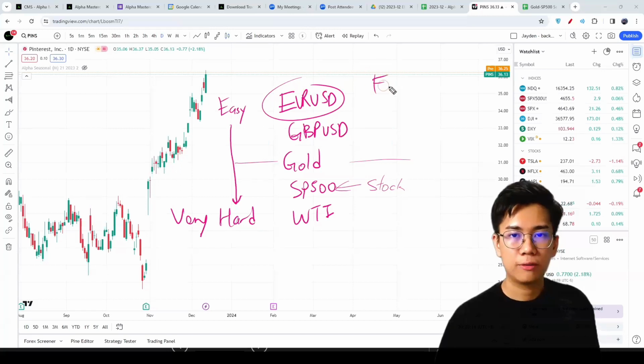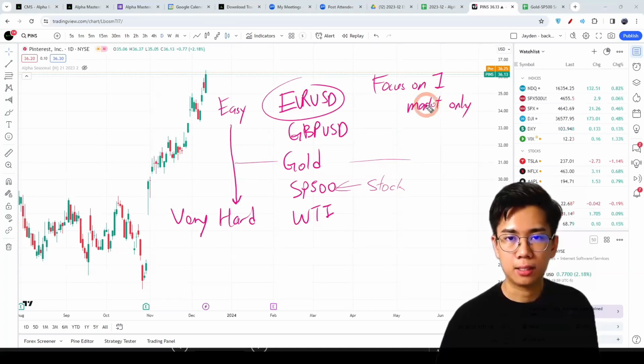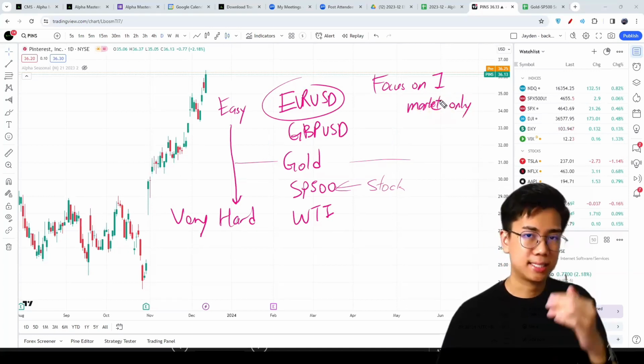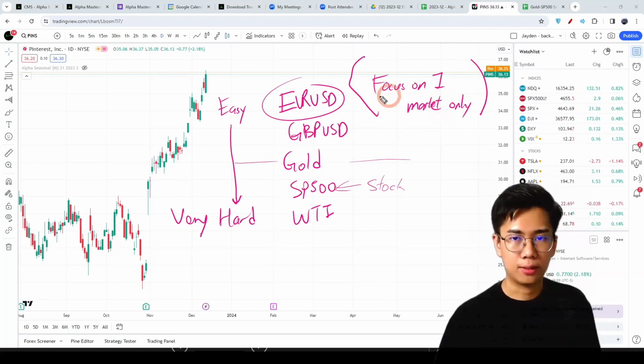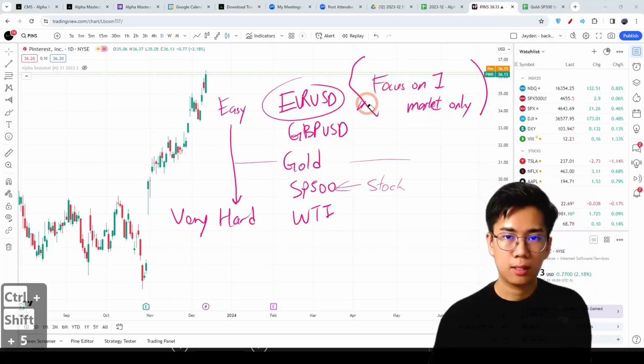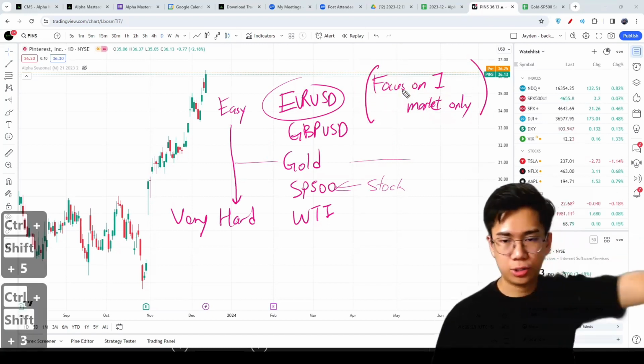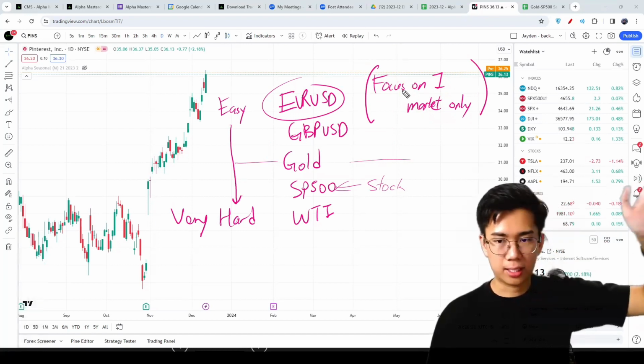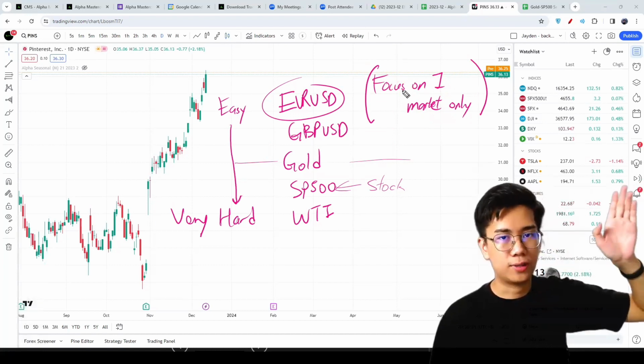Always focus on one market only. As a start, always focus on one market only. And may I know how many of you are trading forex in the market? You can type a me in the chat box if you are trading forex.